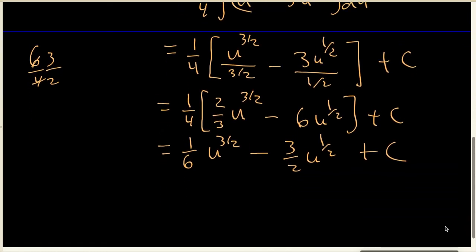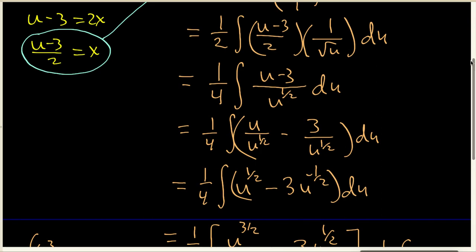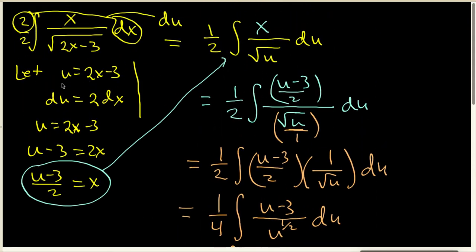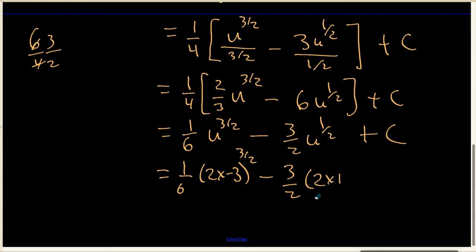For my final answer, all I have to do is go back and find out what u was, and we simply scroll all the way back to the top, and we find out that u is equal to 2x minus 3. And so my final answer is 1/6 times (2x minus 3) to the 3/2 minus 3/2 times (2x minus 3) to the 1/2 plus a constant.